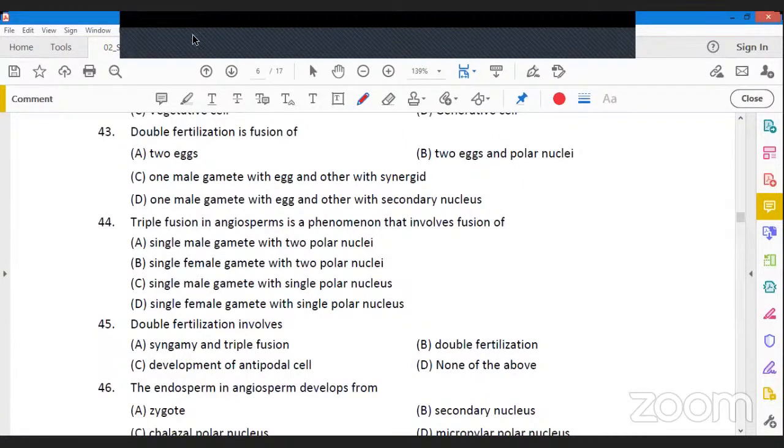The double fertilization is the fusion of not two eggs. Two eggs and polar nuclei is wrong. One male gamete with the egg and the other with the synergid is also wrong, because the synergid does not fuse with anything. So one male gamete fuses with the egg and the other one with the secondary nucleus. One will form the zygote, and the other one will form the primary endosperm nucleus. Okay.